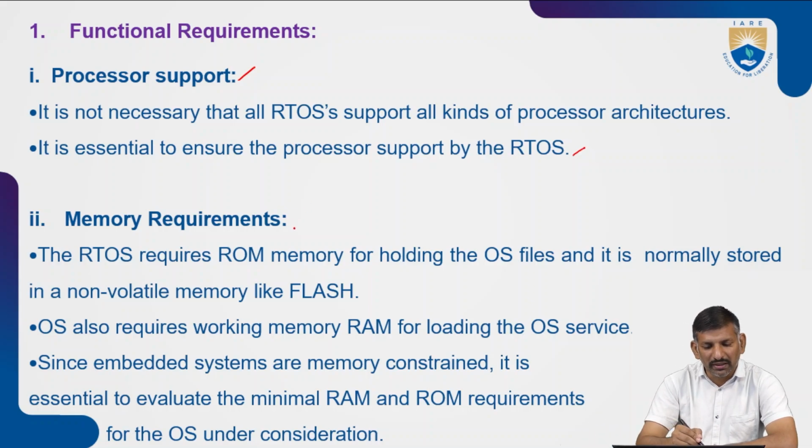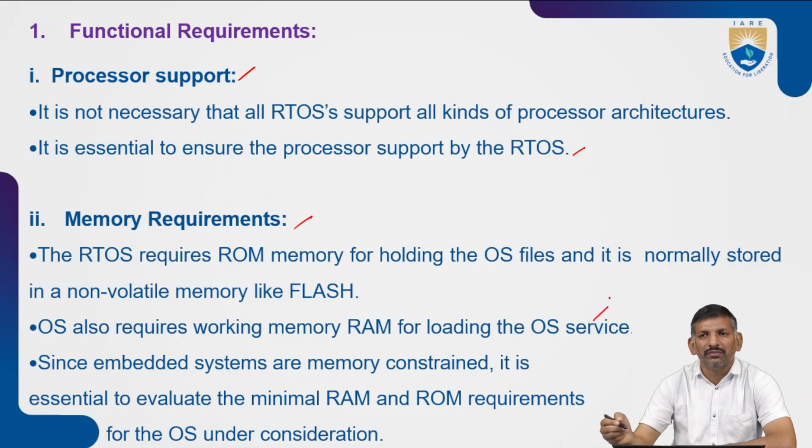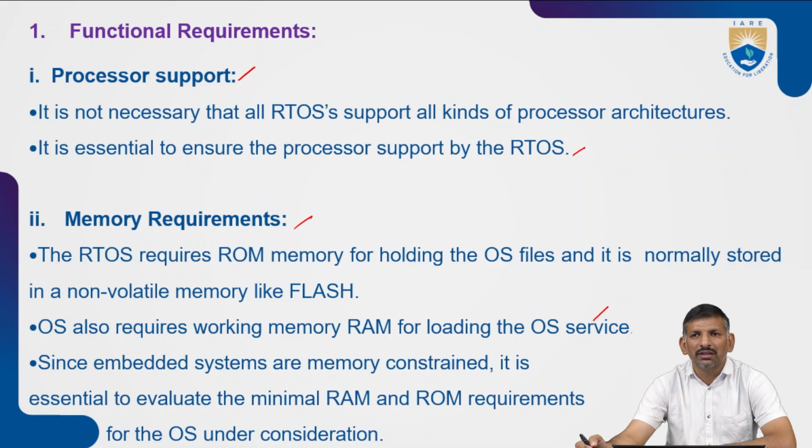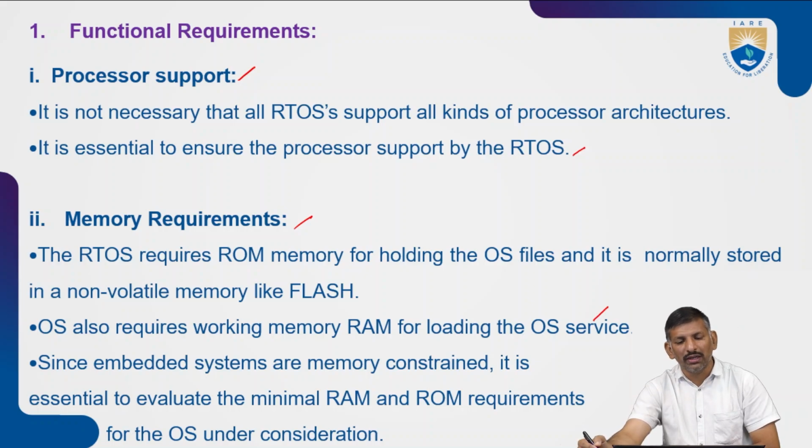Next, memory requirements. The RTOS requires ROM memory for holding the operating system files. It is normally stored in non-volatile memory devices like flash memory. It also requires working memory while doing operations. Whatever apps we are using, such as the VLC app, the Google Chrome browsing app, or the Gmail app, in our embedded system, those apps are loaded into the primary memory. So is this memory size sufficient under the particular operating system?